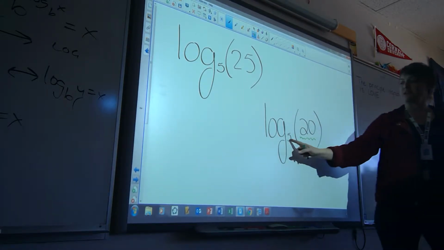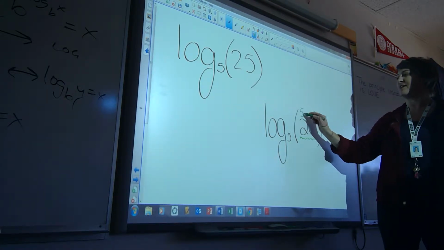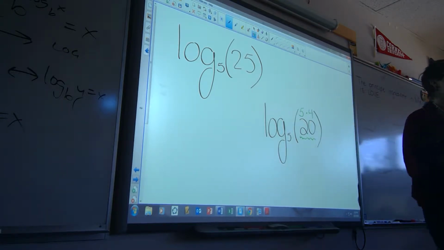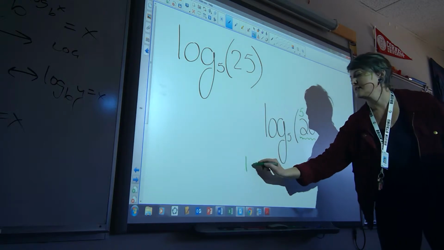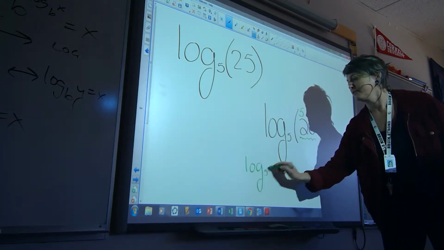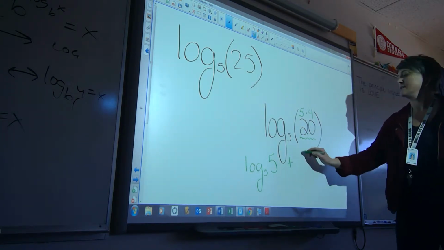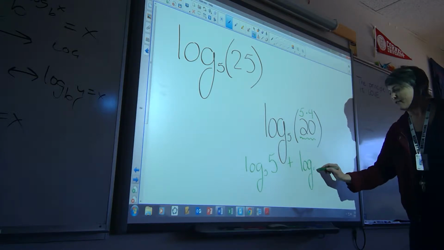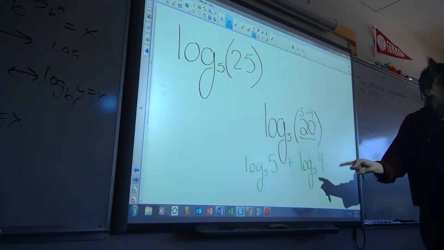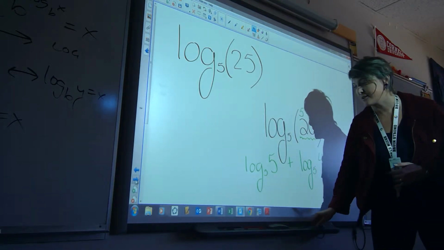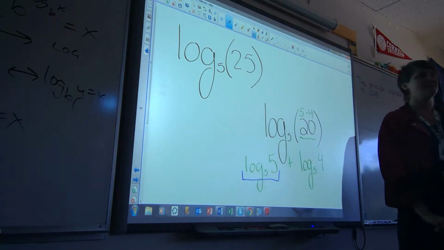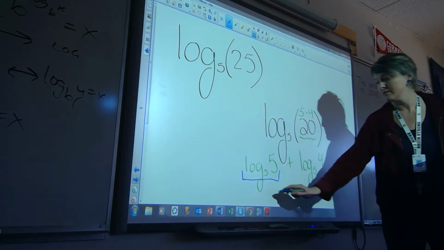In this case, because I've got a base 5, how about I do this as 5 times 4? And then I'm going to give the 5 its own log, give the 4 its own log. So then this is log base 5 of 5 plus log base 5 of 4. At this point, I'm getting much closer to being able to answer this question because we can evaluate this. What is that? That's a 1.